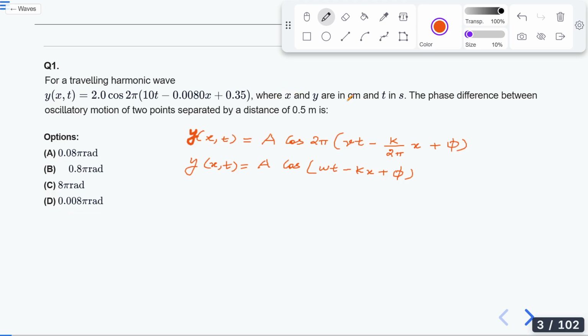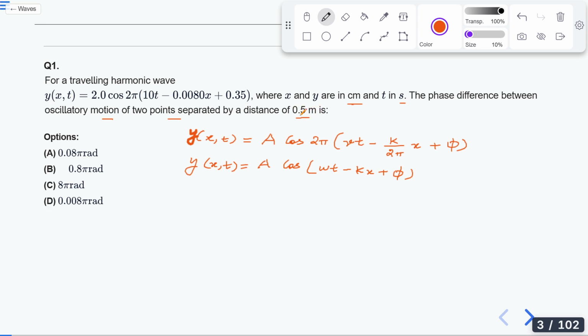Okay, so x and y are given in centimeters. So you should know that x and y in this equation are given in centimeters and time is given in seconds. So what is the phase difference of 2 points that are separated by 0.5 meter? In this case, that 0.35 is not the phase difference between those 2 points. That is another phase difference.